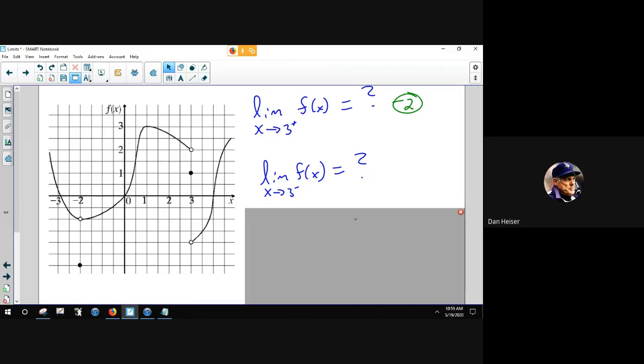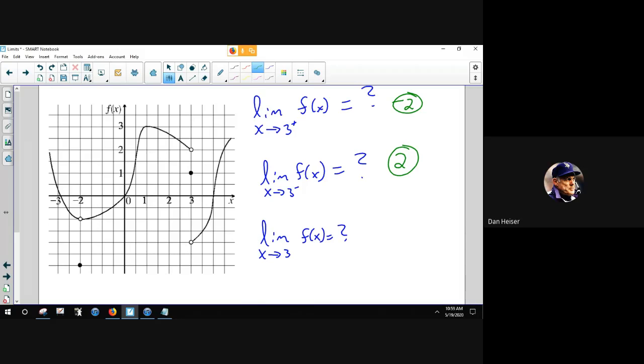The limit of f of x as x approaches 3 from the left. Approach 3 from the left. We get closer and closer and closer to 2. The limit as we approach 3 from both sides at the same time does not exist. Does not exist.